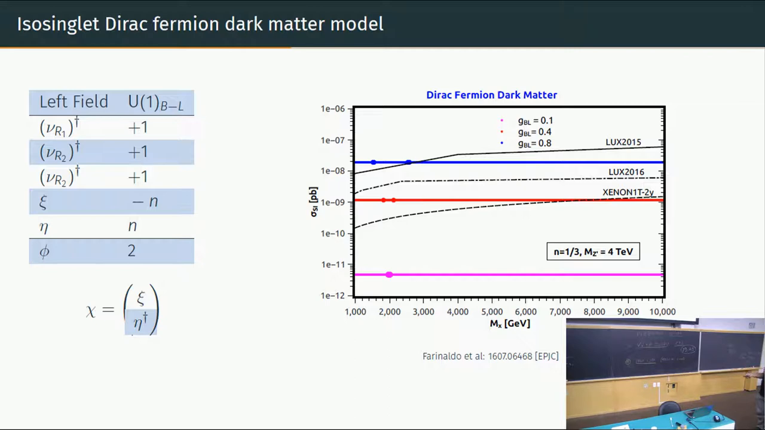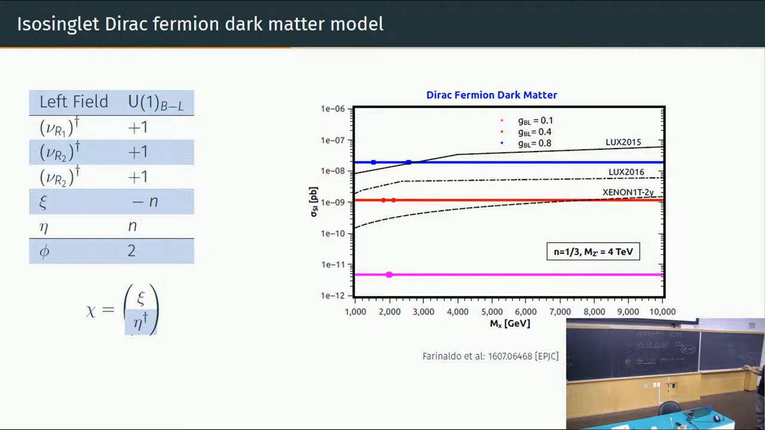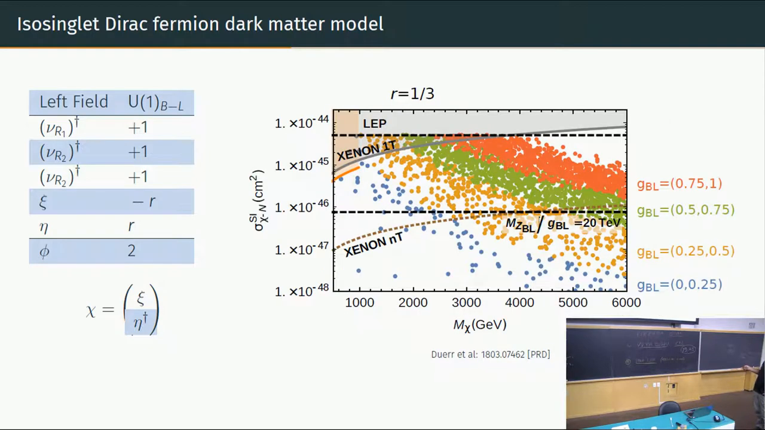And at the end, the direct detection constraints can be satisfied for high values of the mediator, the gauge boson, high values of the dark matter mass and small values of the couplings. This is something similar, but in another recent work by other people, and the result is the same. You can have a very huge possibilities to explain the dark matter content of the universe with this simple model, especially for large dark matter masses and small couplings.